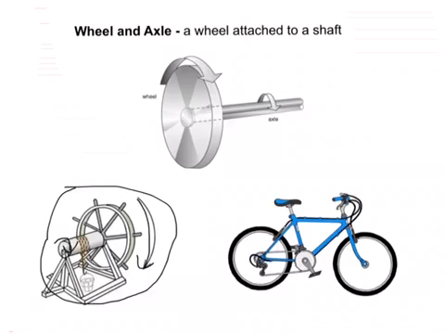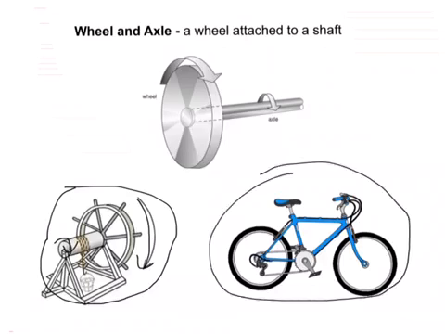Now let's look at our other example, the bicycle. Well, when you pedal your bike, you are turning an axle. And this axle will turn the axle back here, and that axle will then turn the larger back wheel. So in this example, you turn the axle, and the axle turns the wheel. In class, we'll talk about the advantages of both of those, but for right now, you just need to understand the wheel and axle basic concept.